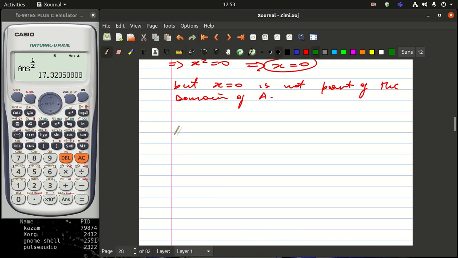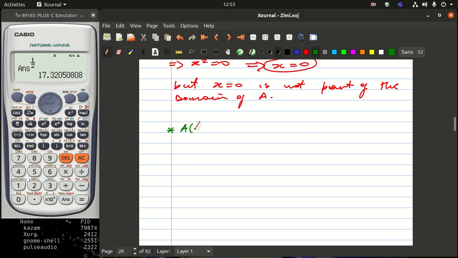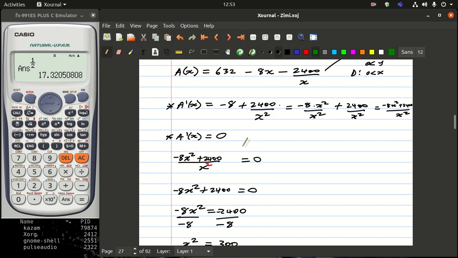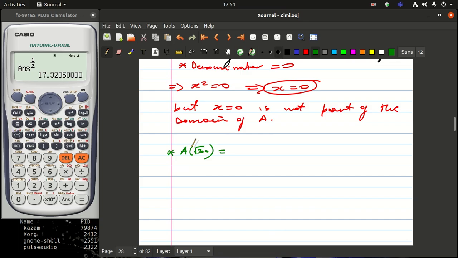The next step is to find out what the area is when x is equal to this value here, which is the square root of 300. What will be the area? The next thing you were supposed to check is the endpoints of the domain, but in this case we don't have any of that because we don't have equality here, so you don't have to check it. We only want to find out what the area of this is and what our initial area was.